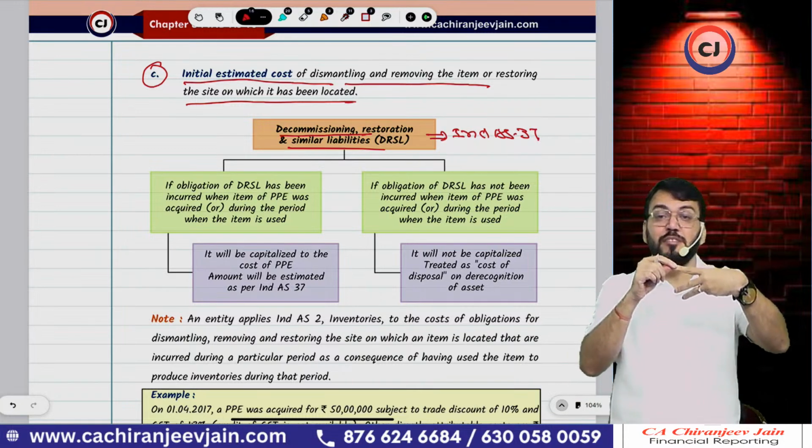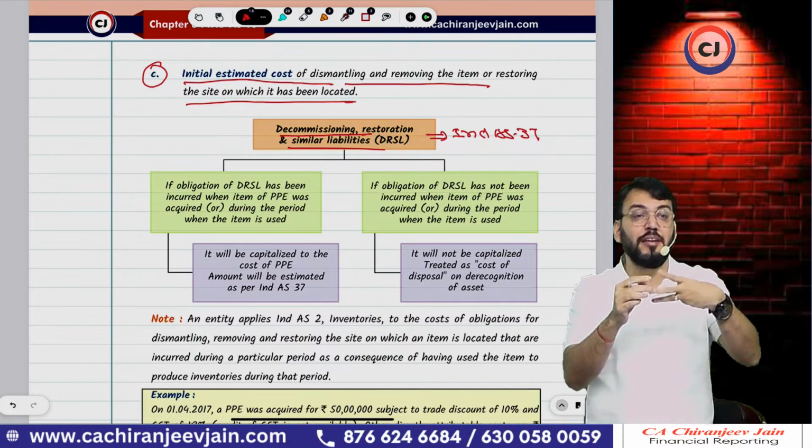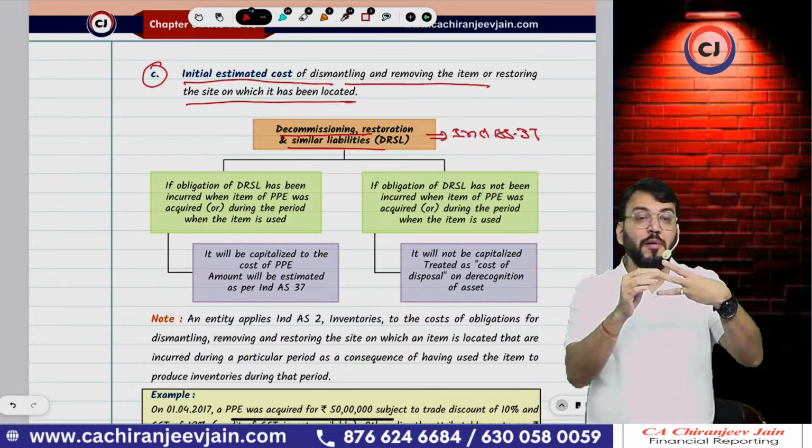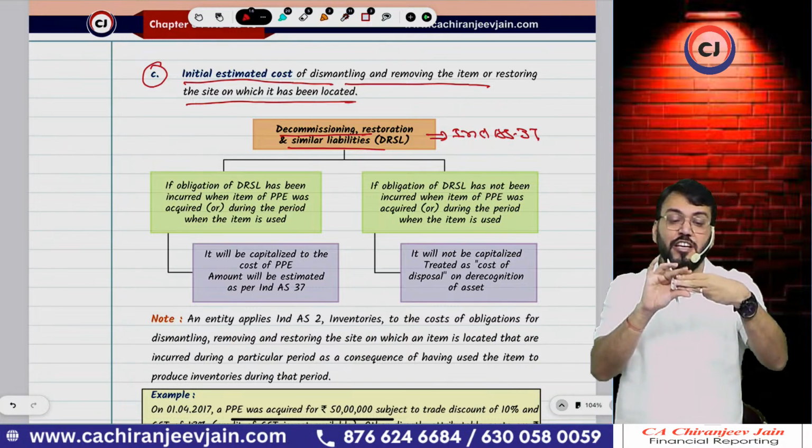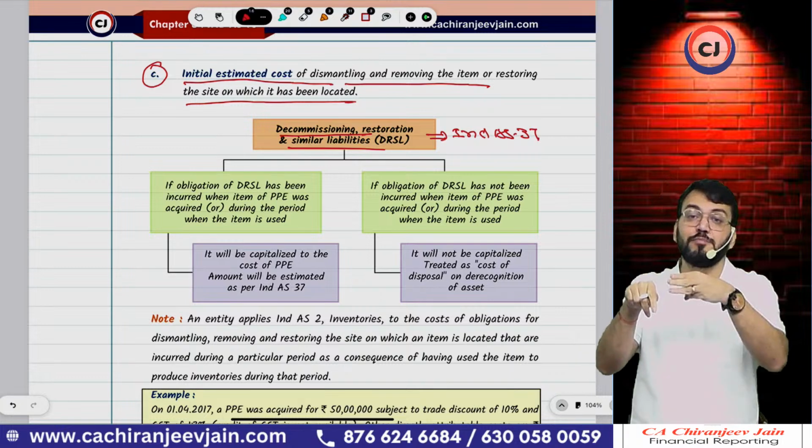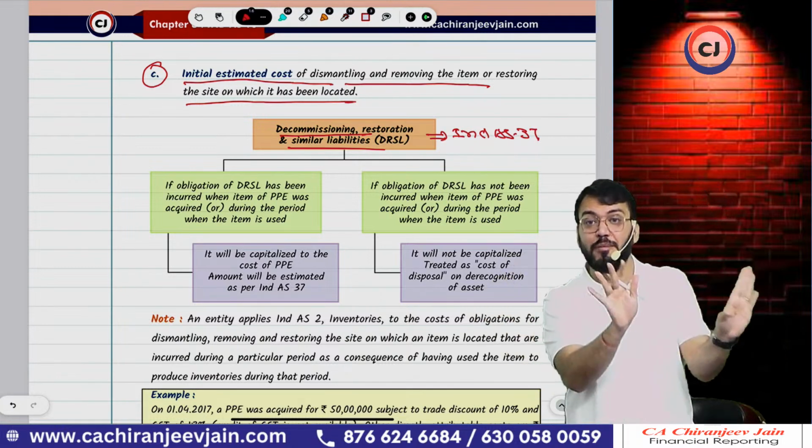Three conditions means there must be a present obligation arising from a past event, an outflow of resources is probable, and a reliable estimation can be made. If these three conditions are satisfied, then the provision needs to be recognized as per Ind AS 37. This is Ind AS 37, which we have already done.